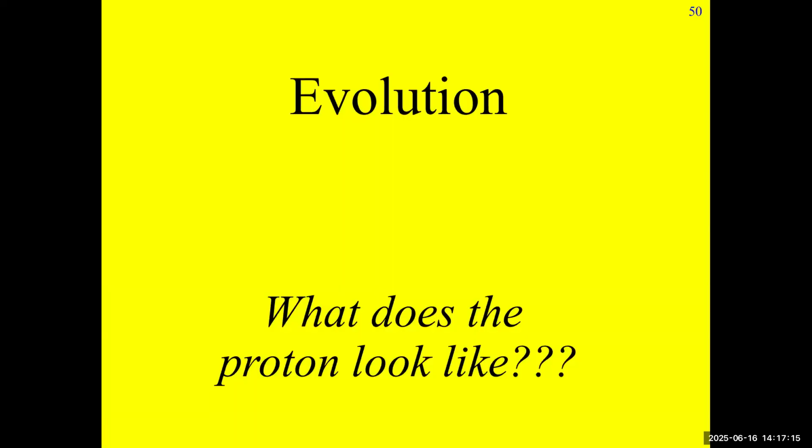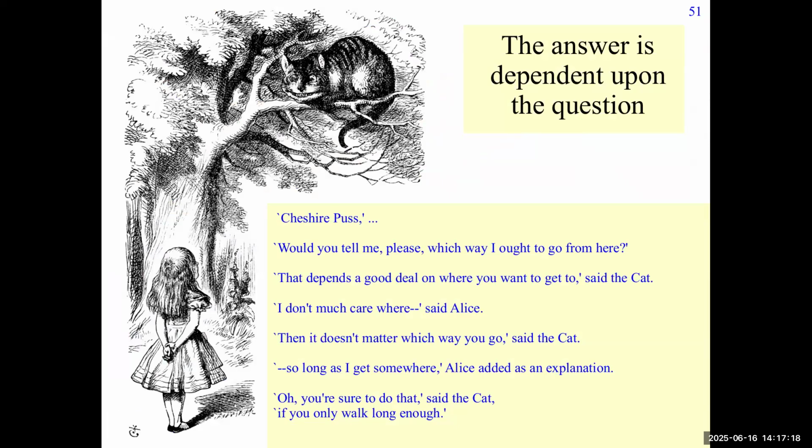Let me switch to evolution for a little bit. And to motivate this, I pulled up this preprint from Charles Dodgson, but I think this is Alice talking to the Cheshire Cat. And it's good to remember that you have to pose your questions very carefully because often the answers depend upon the question. So she says, Cheshire Puss, would you please tell me which way I ought to go from here? That depends a good deal on where you want to get to, said the cat. I don't much care where, said Alice. Then it doesn't matter which way you go, said the cat. Oh, so long as I get somewhere, Alice added as an explanation. Oh, you're sure to do that, said the cat, if only you walk long enough.